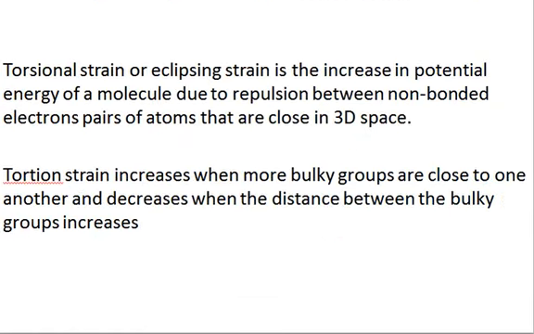Right, so torsional strain or eclipsing strain is the increase in potential energy of a molecule due to repulsion between non-bonded electron pairs of the atoms that are close in 3-dimensional space. The torsion strain increases when bulky groups are closer to one another and decreases when the distance between the bulky groups increases. So in a system which has a single bond, sometimes the torsion strain increases and sometimes it decreases, depending on the relative position of the atoms.